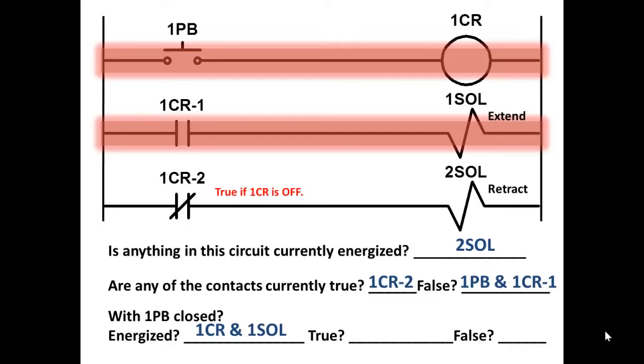Looking in the state that it's in right now with the button pushed, are any contacts true? 1PB and 1CR-1. They're true because they're on. Are any of them false? I think you're catching on here. 1CR-2.